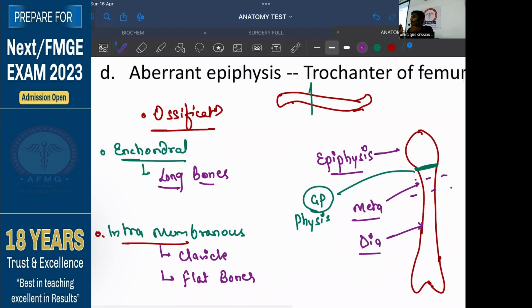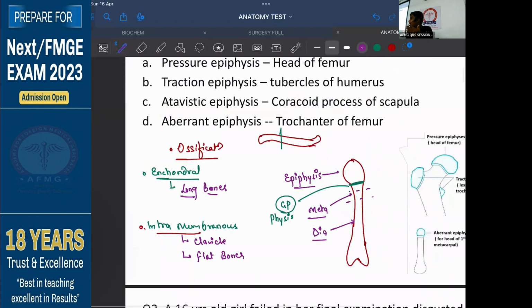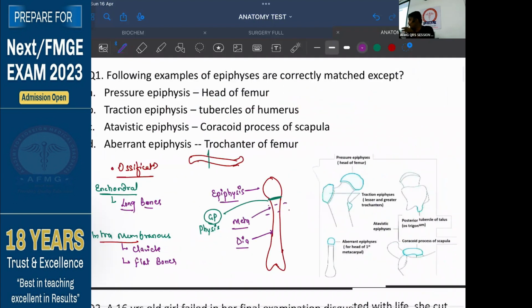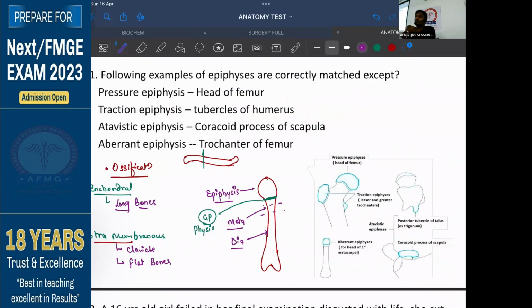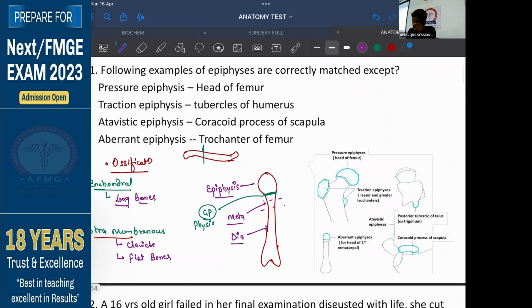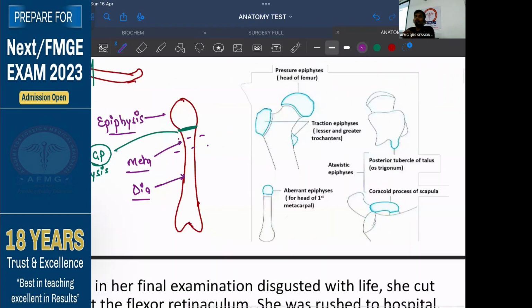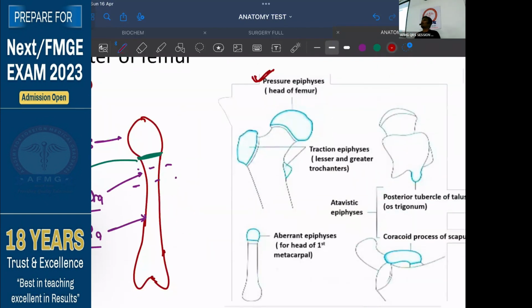Now, if I talk about the epiphysis, there can be various different types of epiphysis in a patient, which are created due to some reasons. So the first thing, let's see the types of epiphysis. The first one that you can see is called the pressure epiphysis. Why is it called pressure? Because it will convey the pressure of the appendicular skeleton to the axial skeleton.